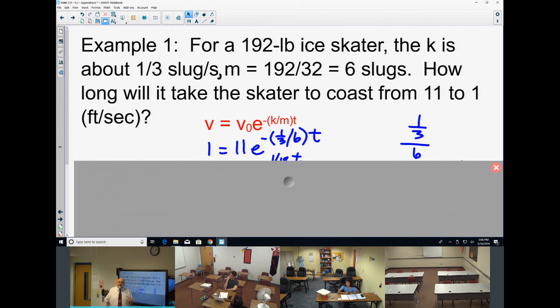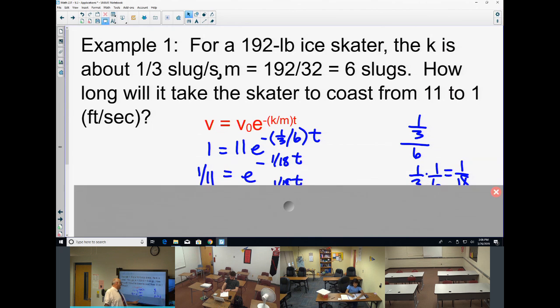Now we've plugged in, so we have to solve for t. The first thing is to deal with this 1/3 divided by 6. With a complex fraction, it's easier to think of it as 1/3 times 1/6, which would give us 1/18. The other thing I did in this step is divide both sides by 11. Now I'm trying to solve for t. What's my next step?